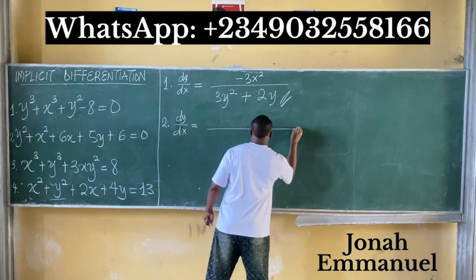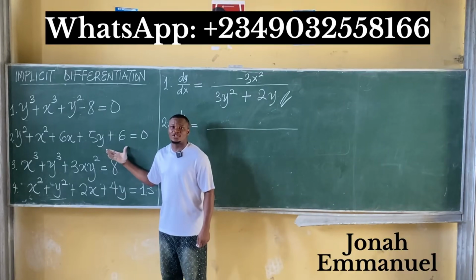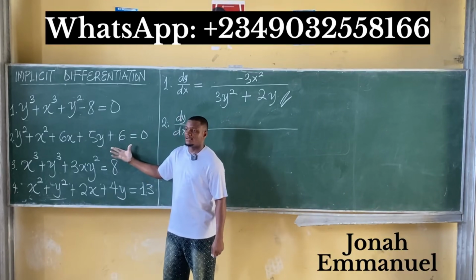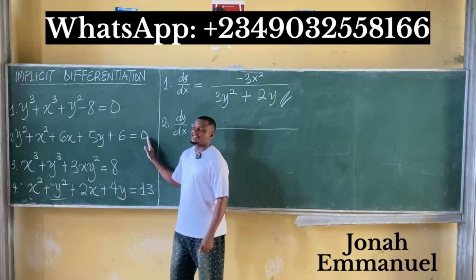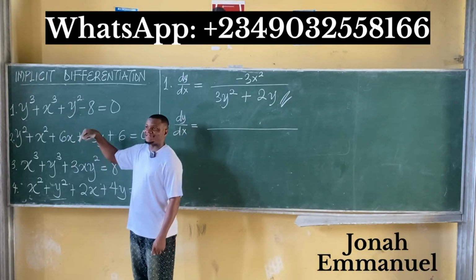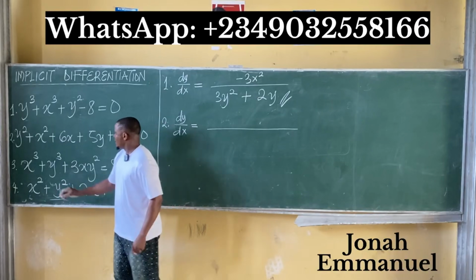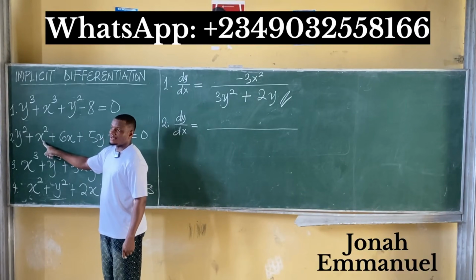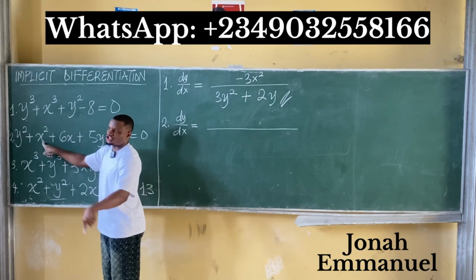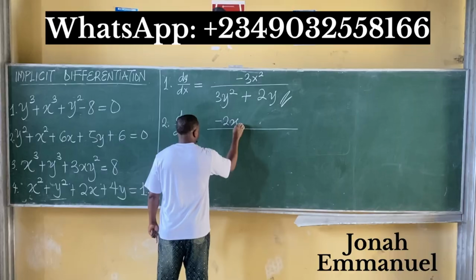Number 2, let's do this, please. Please watch this. First things first, x on the right hand side. There is no x on the right hand side, but we have x on the left hand side. So after differentiating, your sign will change. Differentiate x squared here. What do you get there? 2x. Change the sign. So I'm having minus 2x.